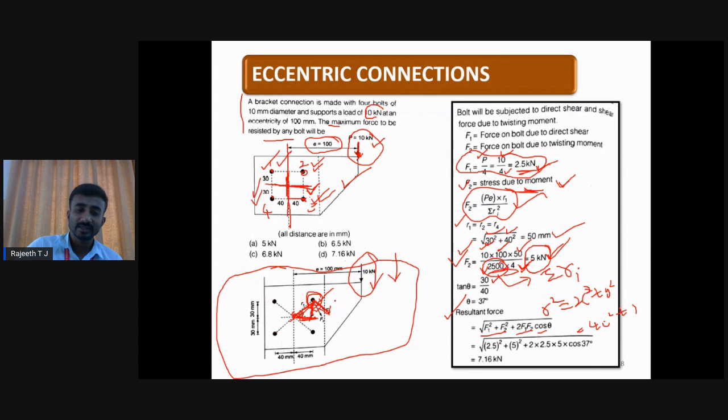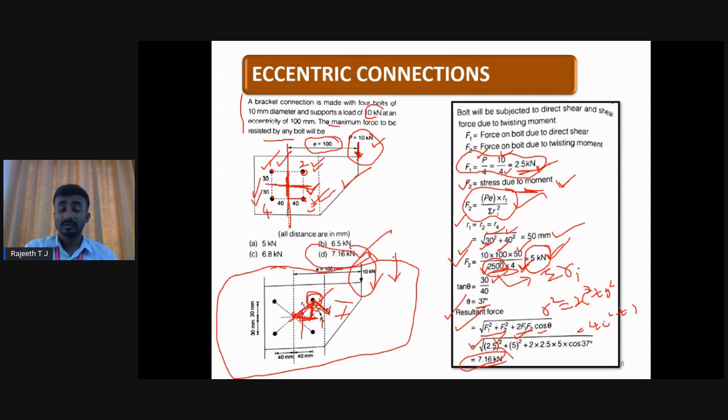Opposite here is 30. Adjacent here is 40. So 30 by 40, you're going to get 37 degrees. If you substitute into the resultant force, F1 is 2.5 square, F2 is 5 square, 2 F1 F2, that is 2 into 2.5 into 5 into cos 37, you're going to get 7.16 kilonewton. So D is the correct answer.